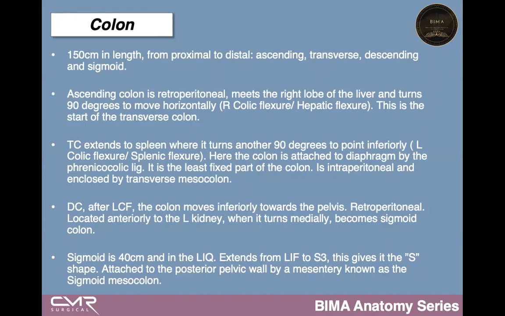At this landmark, you have a bit of colon which is attached to the diaphragm, and the ligament that we know this attachment as is known as the phrenicocolic ligament. It is the least fixed part of the colon. So if it's the least fixed part of the colon, you can understand how difficult it is to try to get bowel to stay up in the upper quadrants, for example, during some surgical procedures. It's because of the phrenicocolic ligament. Another word on the transverse colon is intraperitoneal, and it is enclosed by transverse mesocolon.